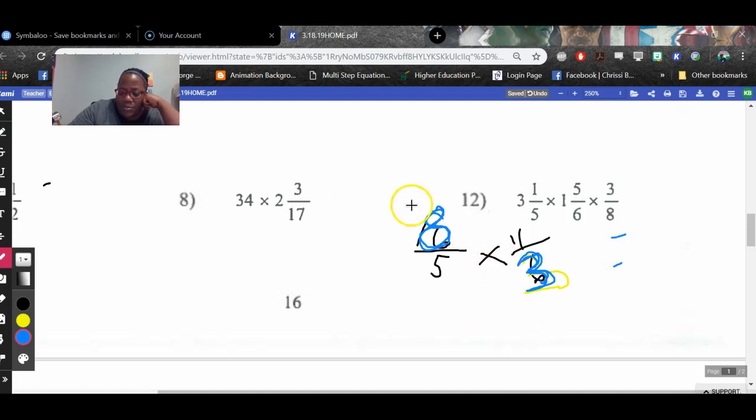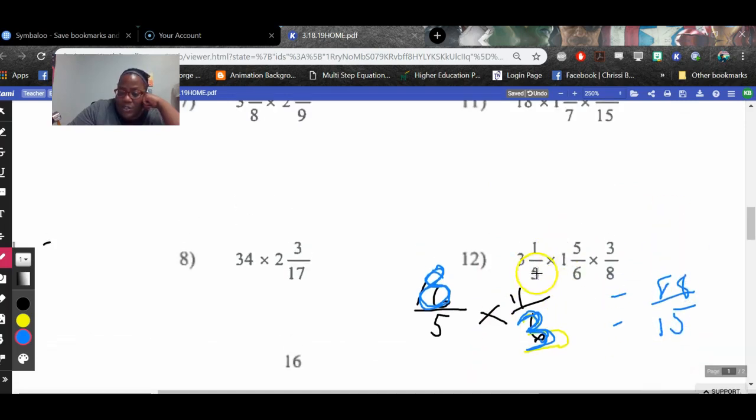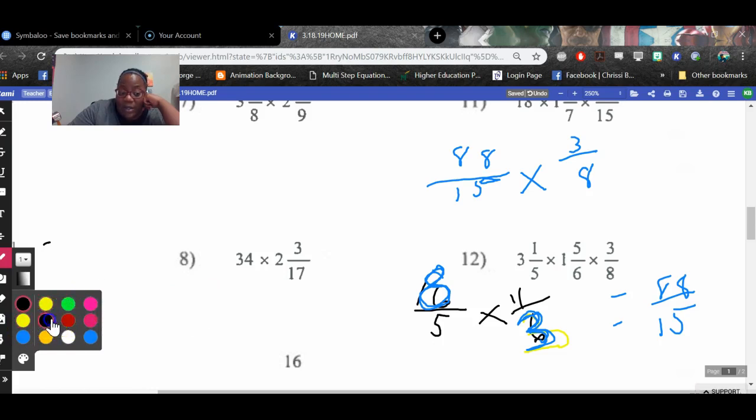So then I will multiply straight across. 8 times 11 would be 88. 5 times 3 is 15. So as you can see, I have 88 over 15 here. Okay, and then I'm going to bring this third one back in, which was the 3 over 8. So what I'm going to do now is look diagonally again to see if I can reduce, and I can. See this? They're multiples of each other.